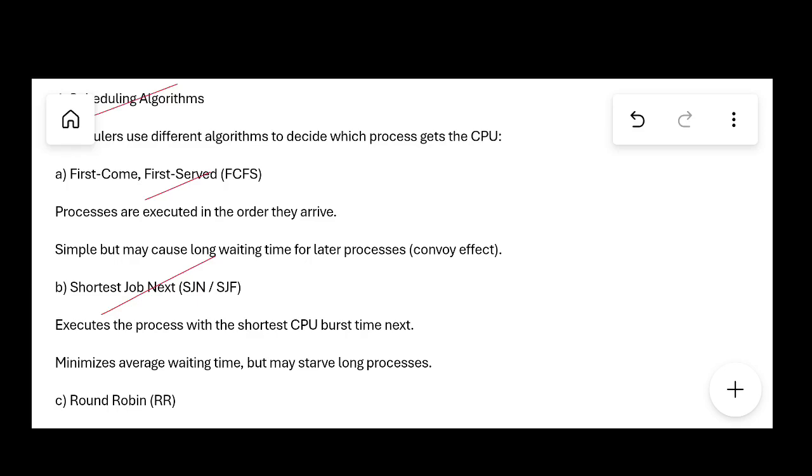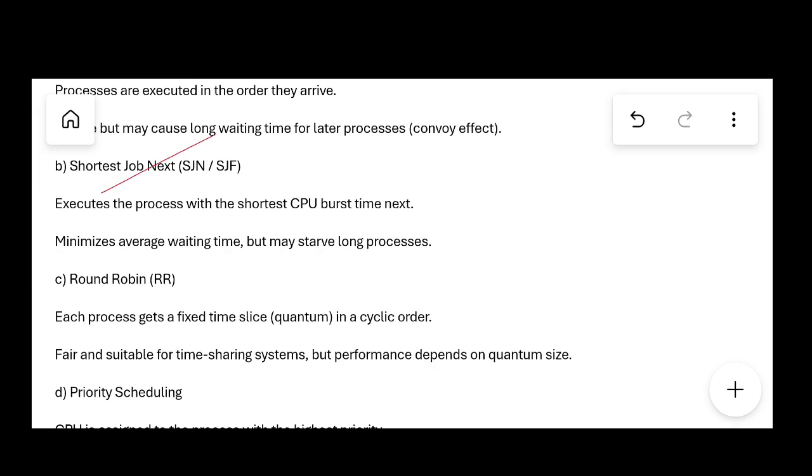Then round robin. In round robin, each process gets a fixed time slice, then the scheduler moves to the next. It is fair and perfect for time sharing systems like multitasking on your computer. But if the time slice is too small or too big, performance can drop easily.